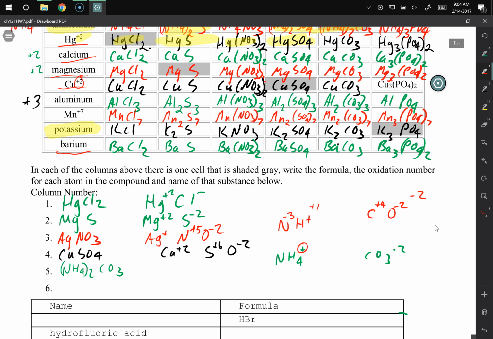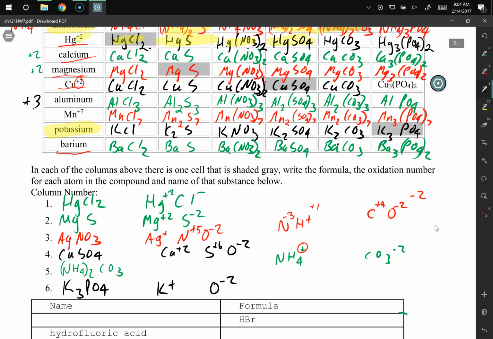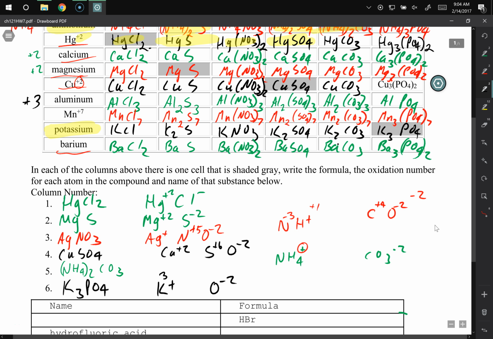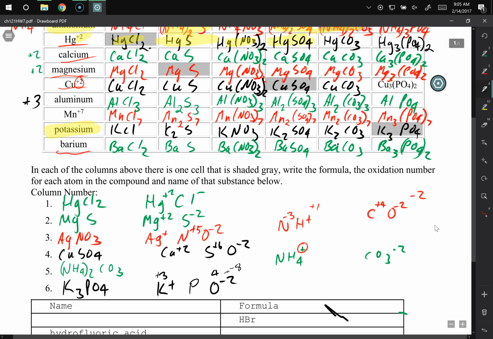Okay, and then this last one here, which is potassium phosphate. So I know that the potassium's a plus one charge because it's in column number one. The oxygen's a minus two charge. And so what I have here are three of these and four of these. So this here is a minus eight, and this here is just a plus three. So then my phosphate needs to cancel out five negative charges by itself. So then its charge must be plus five.